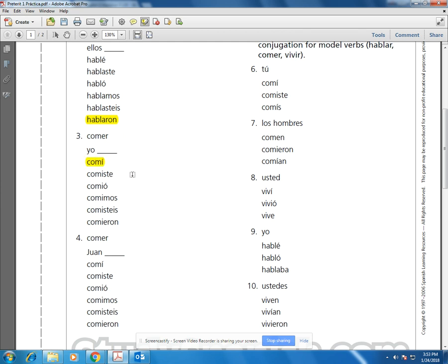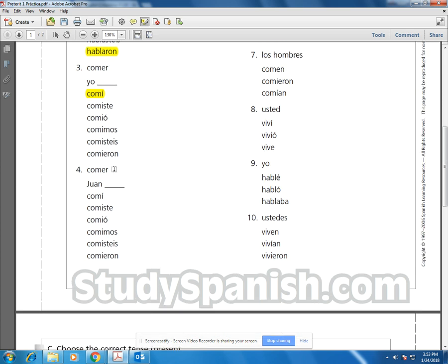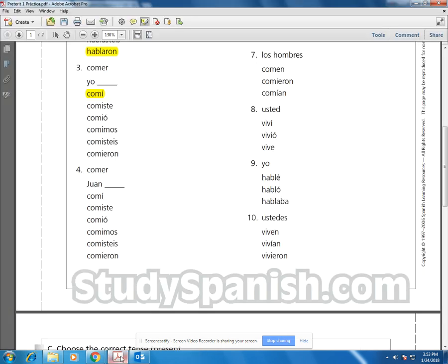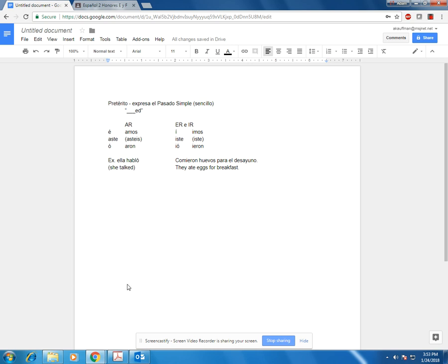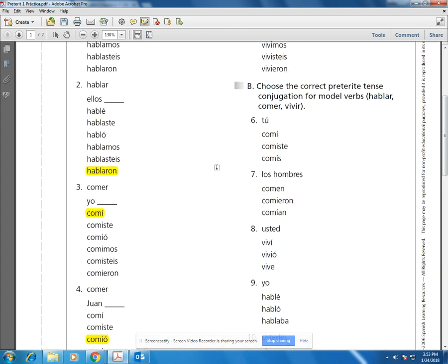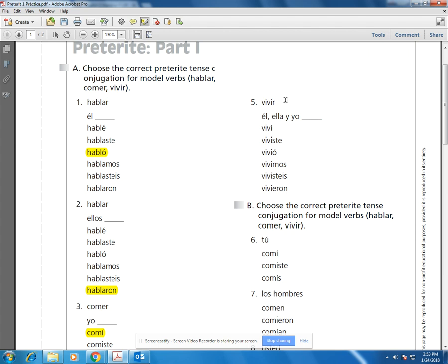The whole thing. Juan, that's going to be a he form because Juan is a he. So he or she is either ó or ió. What is it? It's an ER verb, so it's ió, comió. And that's how you pronounce it, not comio. The accent's on the O, so it's comió. And then vivir, él, ella, y yo. As soon as you see yo, that makes it we, right? Because anybody and I is nosotros. So that's going to end with imos.